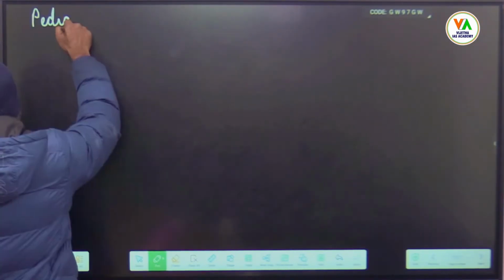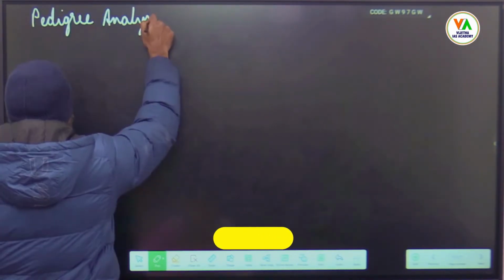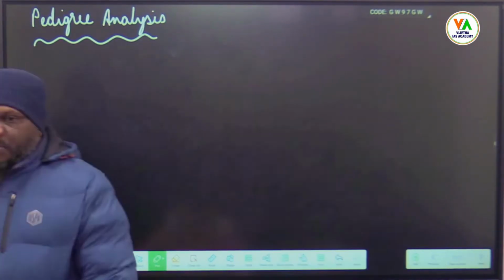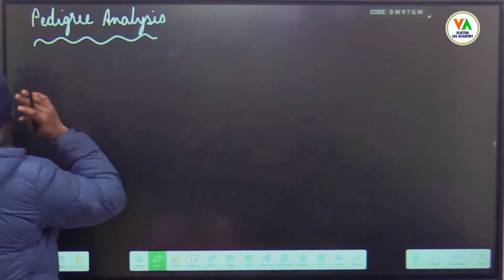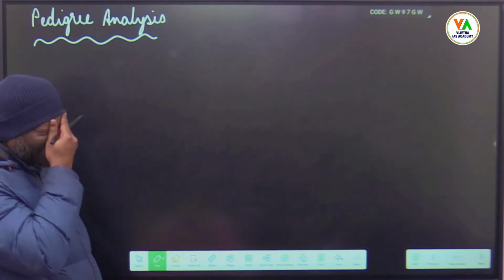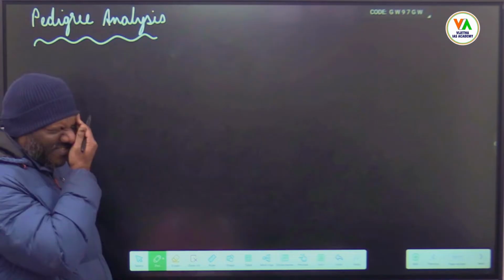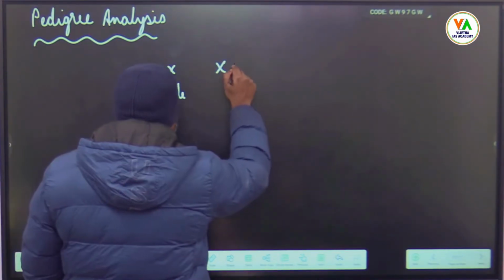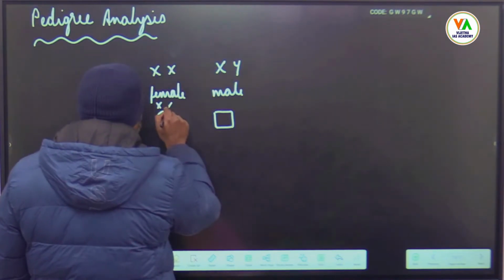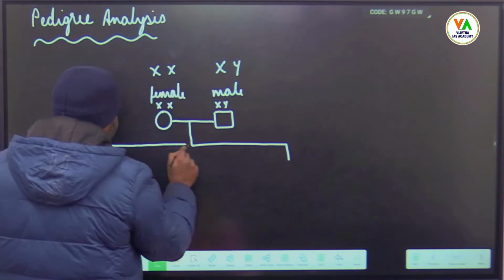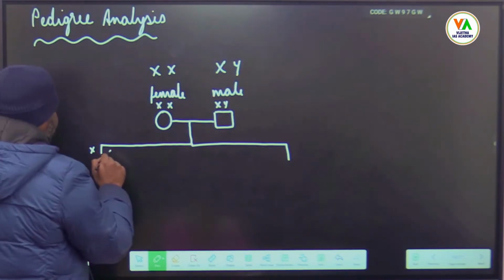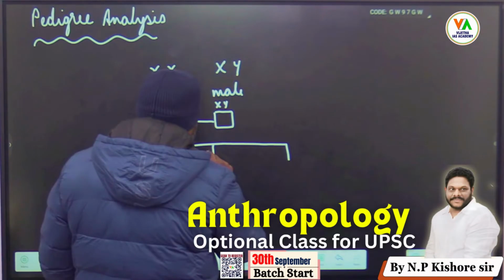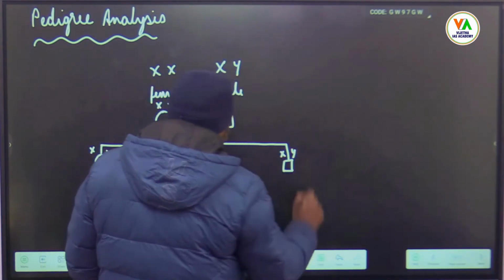Pedigree analysis: we have seen autosomal dominant inheritance and autosomal recessive inheritance, isn't it? So today we'll see allosomal X chromosome dominant and X chromosome recessive and Y chromosomal inheritance. See, XX is female, XY is male. So if both are functional, no problem. What you get? XX, which is female, XY, which is male, XX female, and XY male.